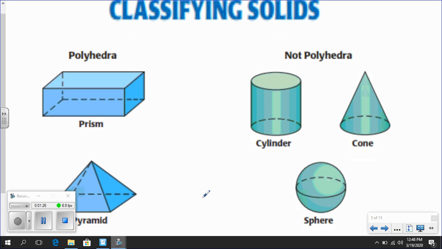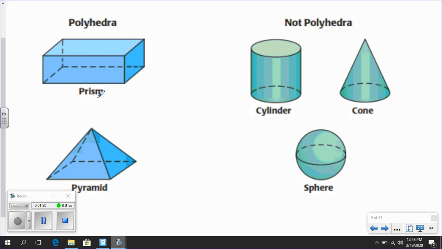Classifying solids. There are two types of polyhedrons, a prism and a pyramid. So a prism has different faces that connect. A pyramid forms at the top. So we have a sharp vertex here. Things that are not polyhedrons: a cylinder, a cone, and a sphere.